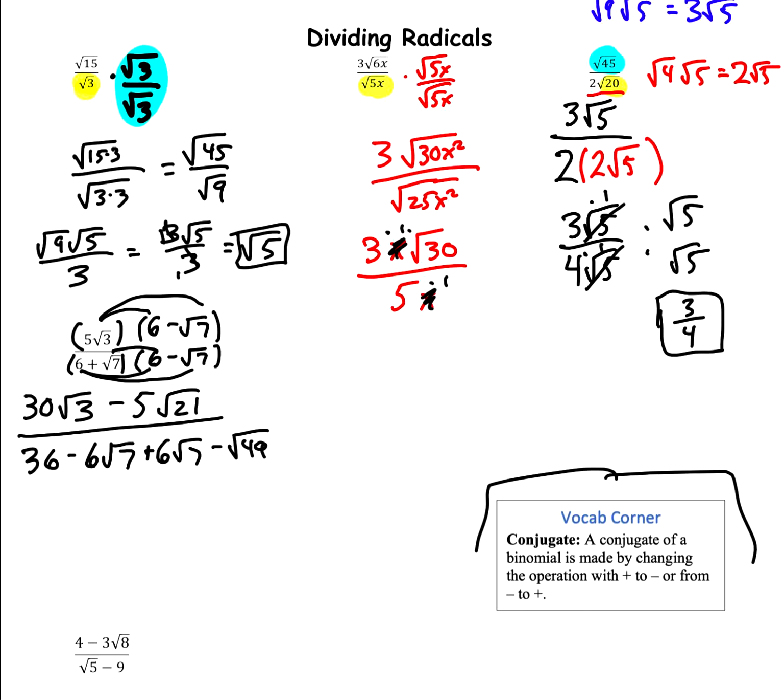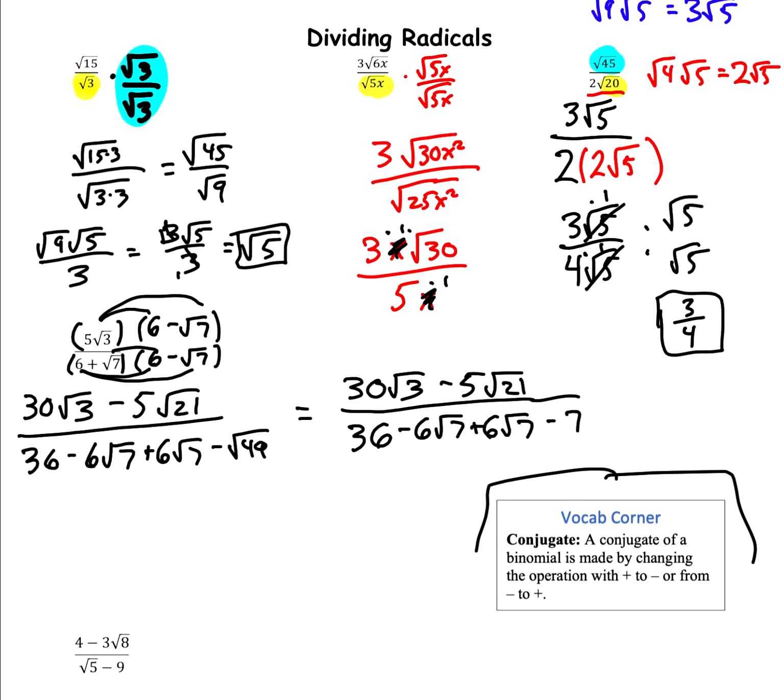So here is why we have to multiply by the conjugate of the denominator in both the numerator and the denominator. Because when we simplify this, the top stays the same. There are no like terms there. Minus 5 radical 21. And now the denominator becomes 36 minus 6 radical 7 plus 6 radical 7, and then radical 49 minus radical 49 would be minus 7.